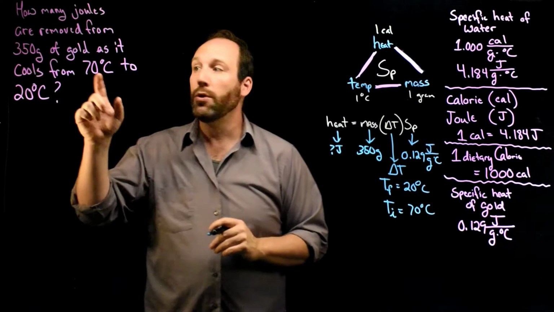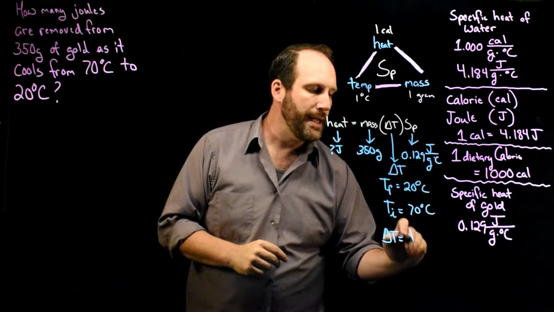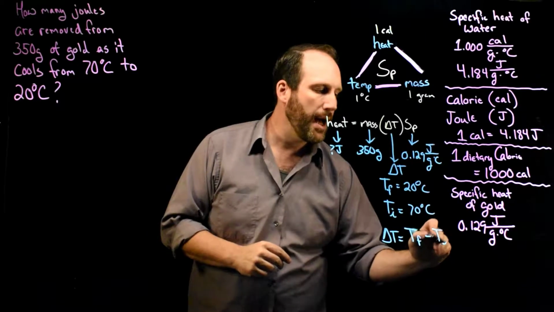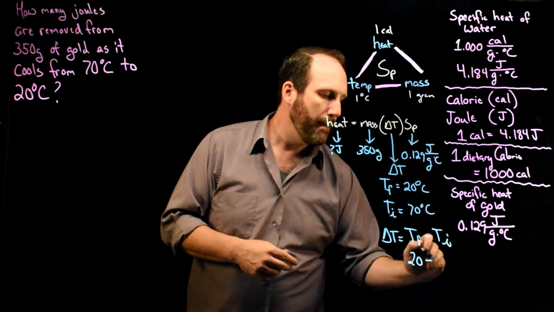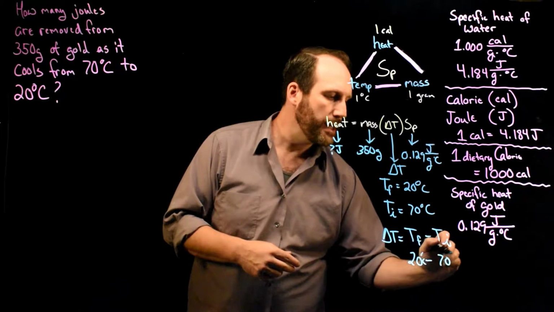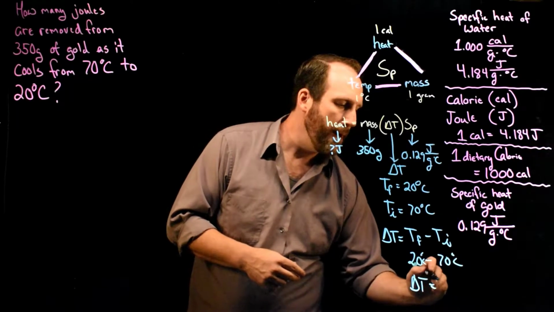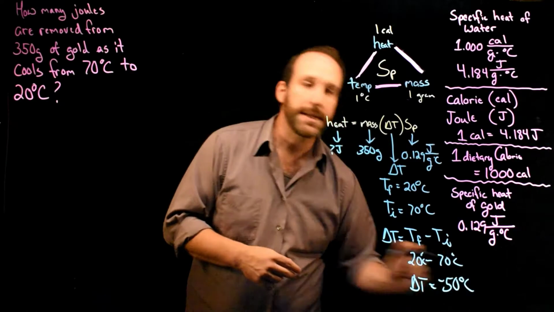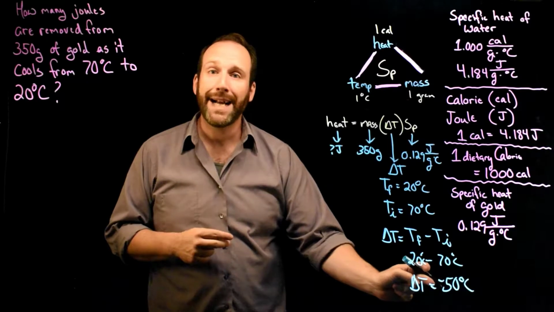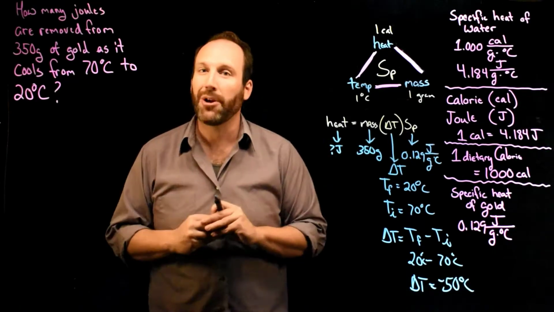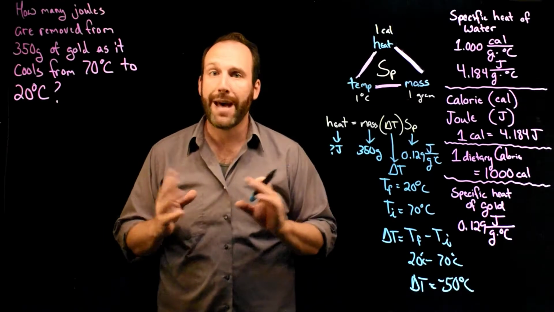Okay? My metal is cooling from 70 to 20. Well, delta T is going to equal TF minus TI, right? Where it ends up minus where it started. So 20 minus 70, of course these are degrees Celsius, our change in temperature is going to be minus 50 degrees Celsius. And so we have a minus sign now in our change in temperature. That's going to mean our answer is going to have a minus sign in it. We'll talk about that in a second. But for now, let's go ahead and solve this problem.